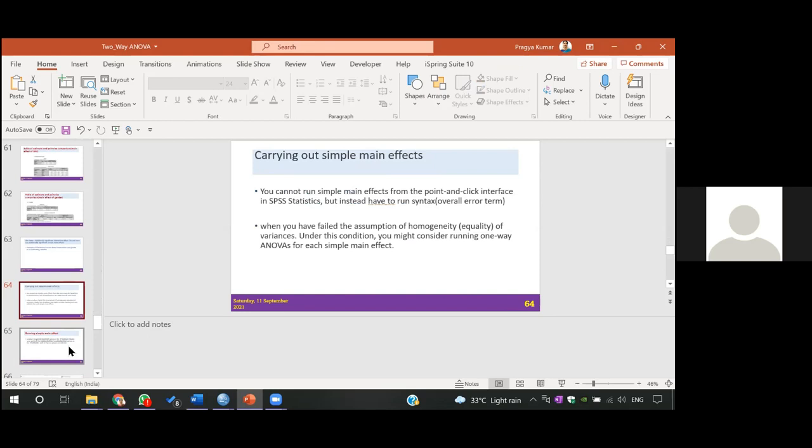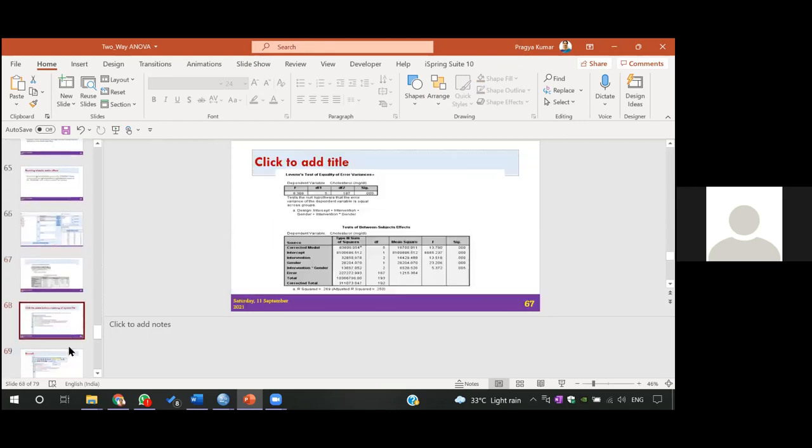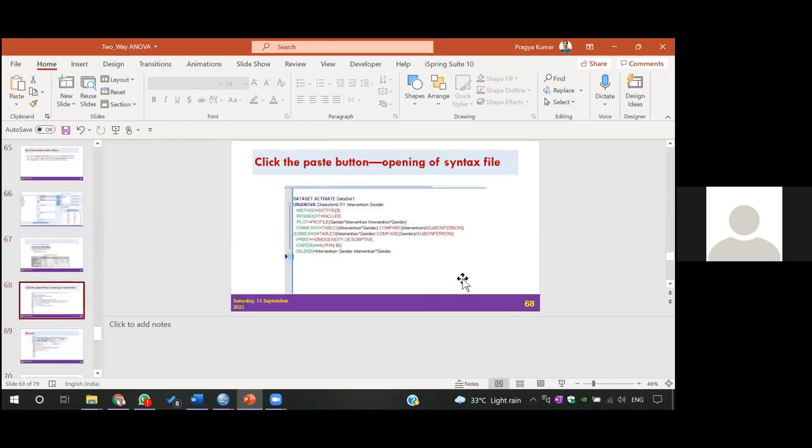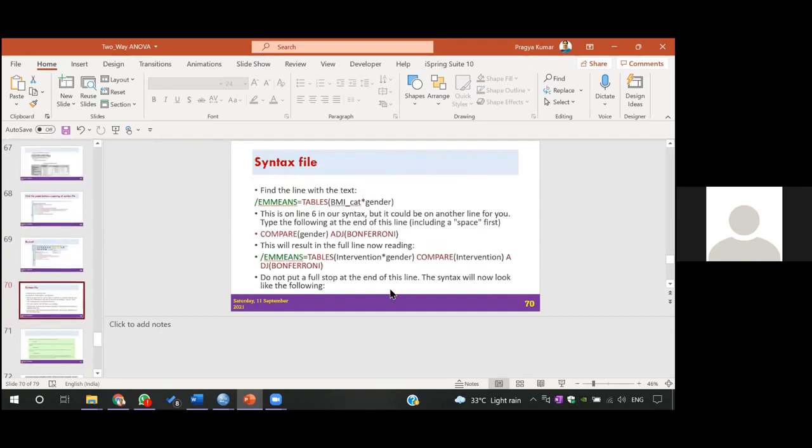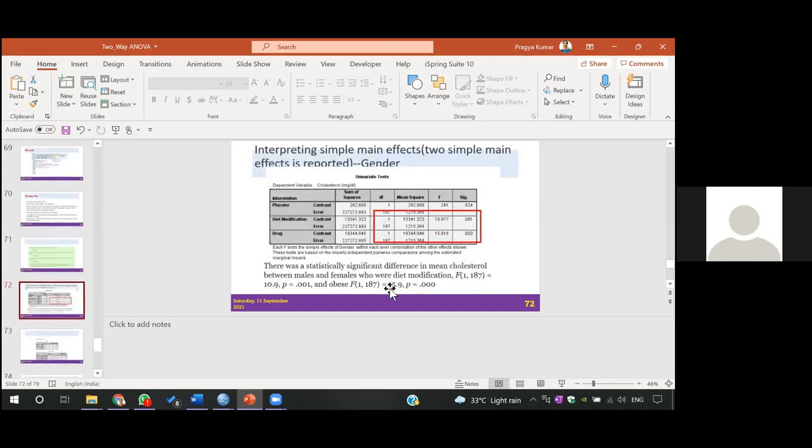So that's all, everything is there in this simple main effect. That syntax file, that command is also there. So if you forget, you can see it from the run syntax file.